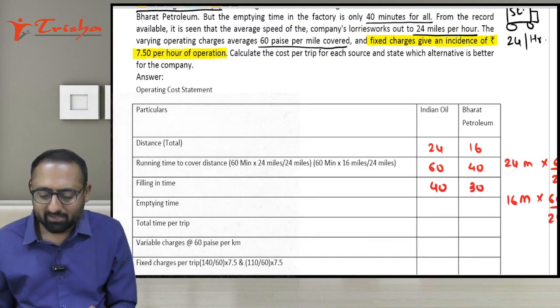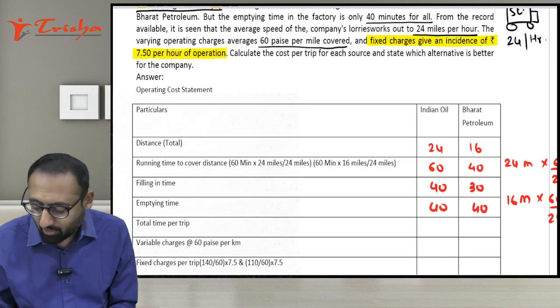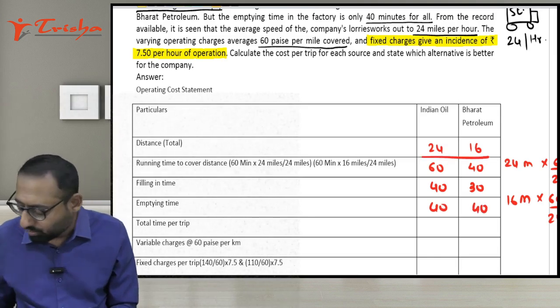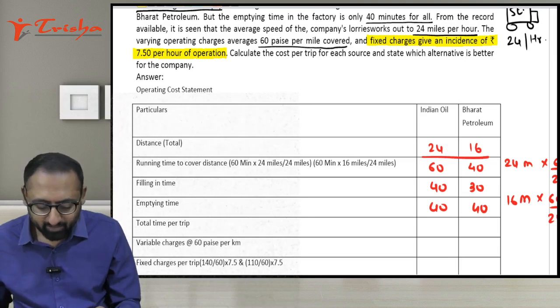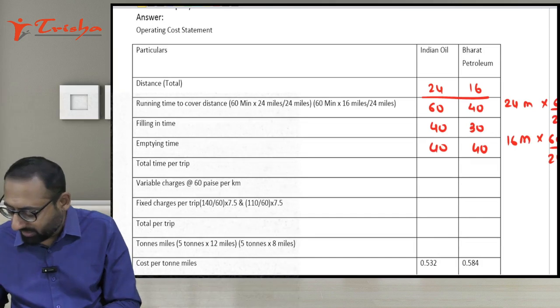Then empty time is also given. So empty time is common for all, 40 minutes and 40 minutes. Now, total time for the trip, guys. Let's check that. So the total time for the trip: 60 plus 40 plus 40.